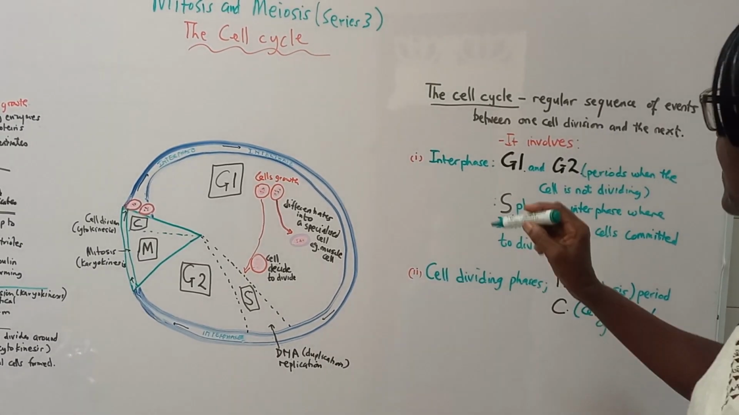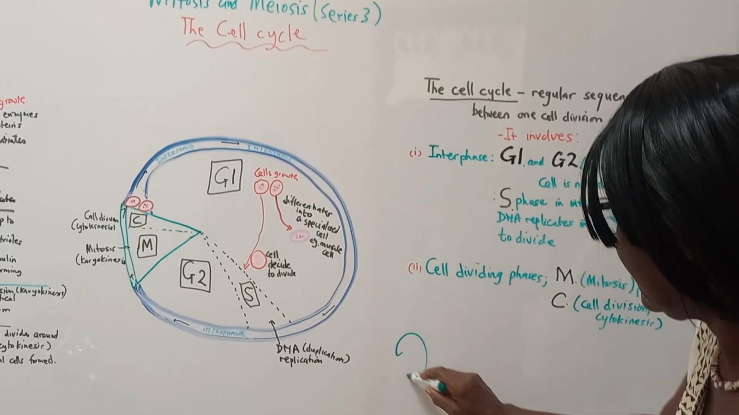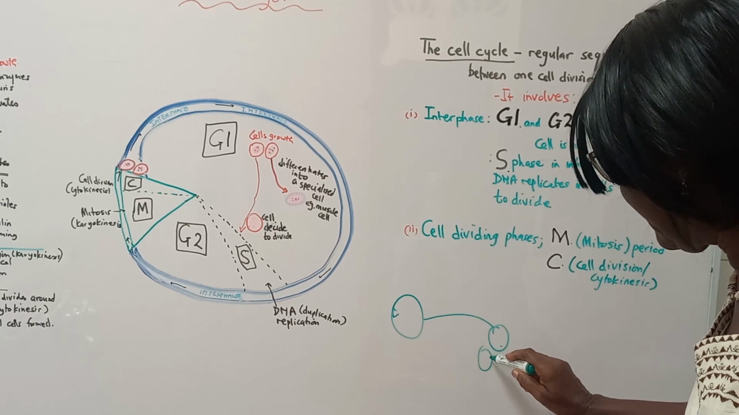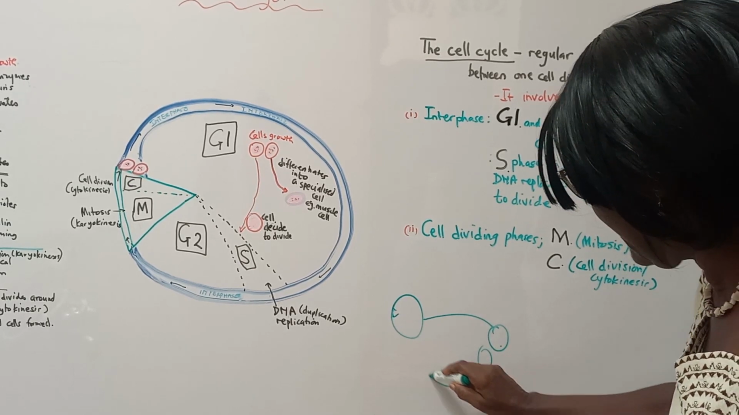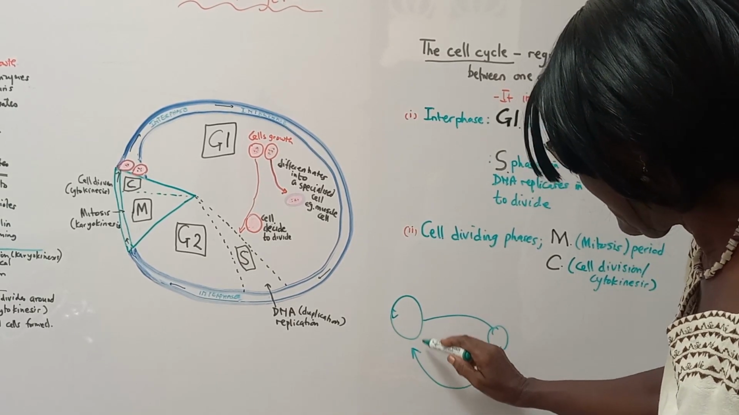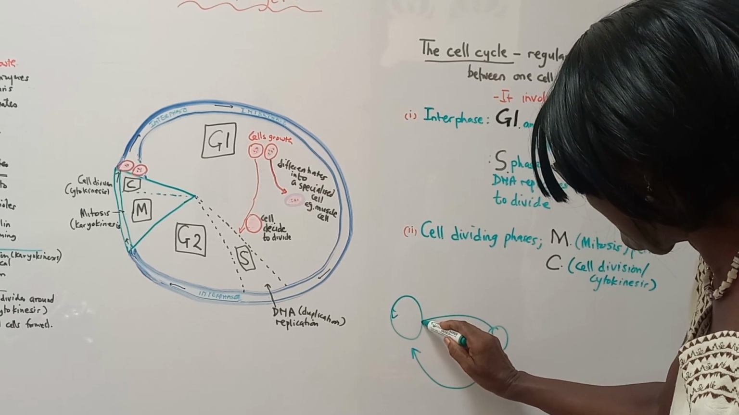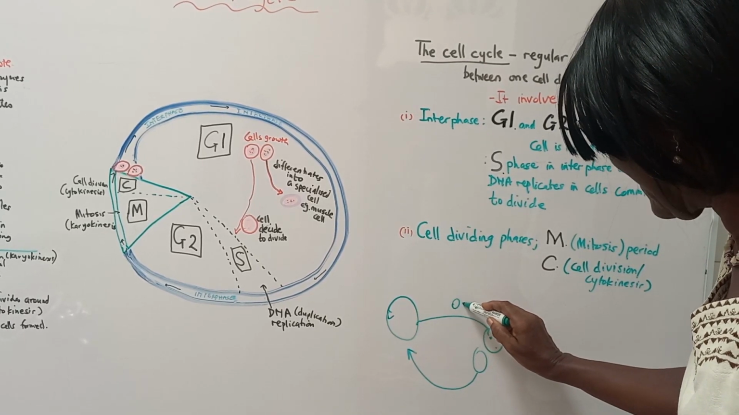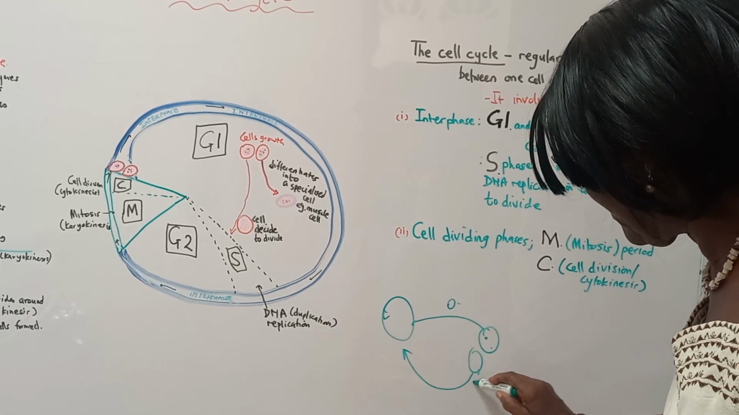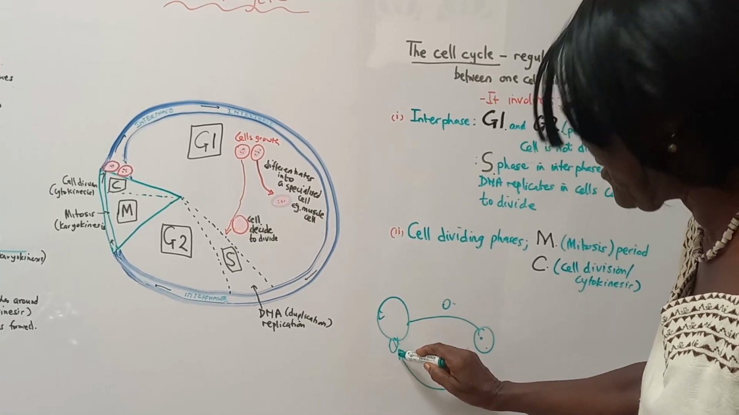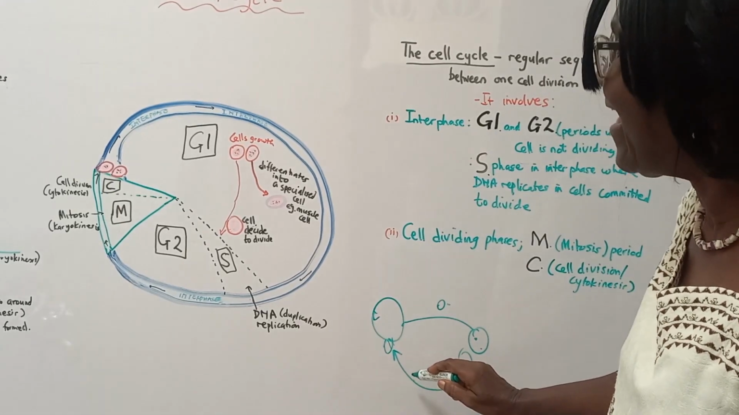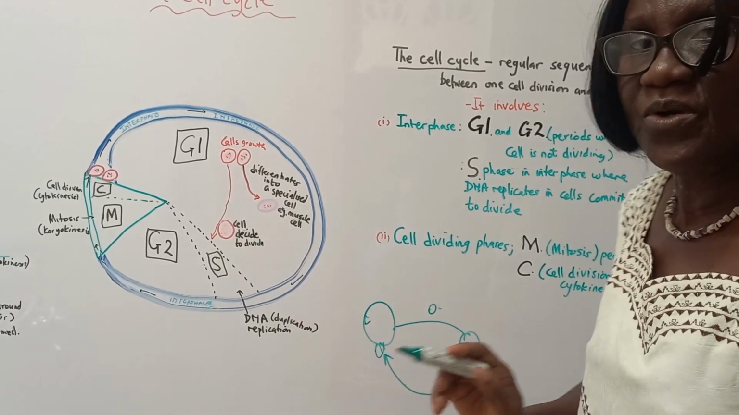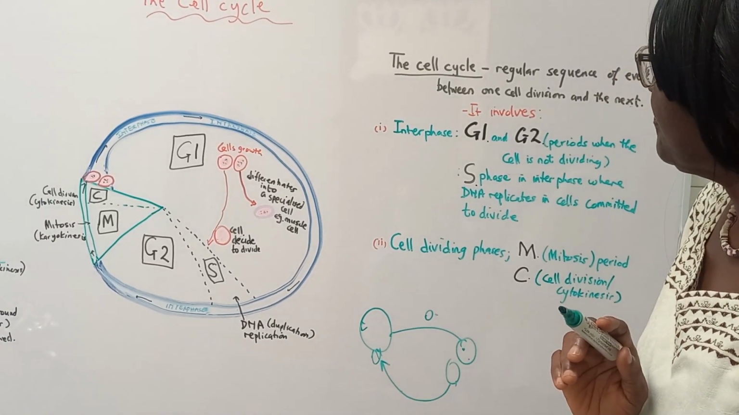So if I have a cell like this, and this cell divides, and when it divides, it goes to divide again. This period between this cell division and this cell division is one cell cycle. This division and another division is another cell cycle. And the events that take place is what we are considering.